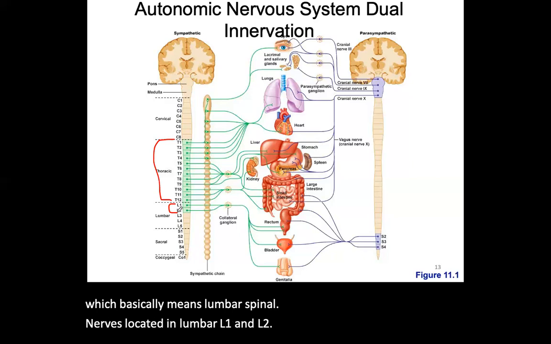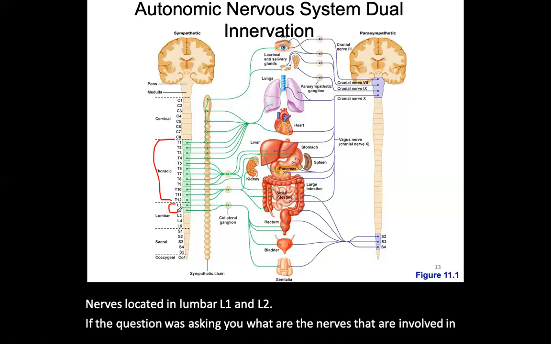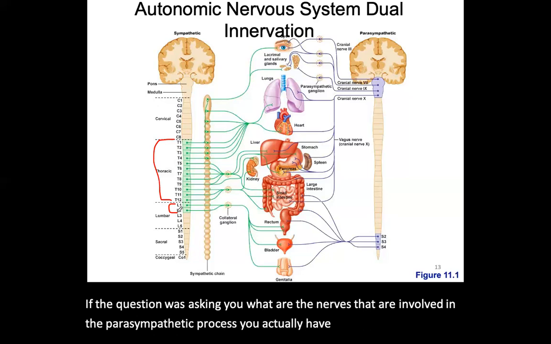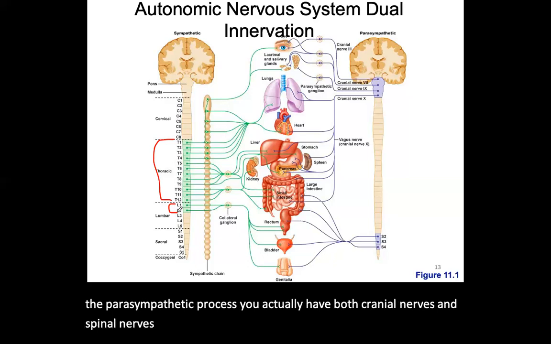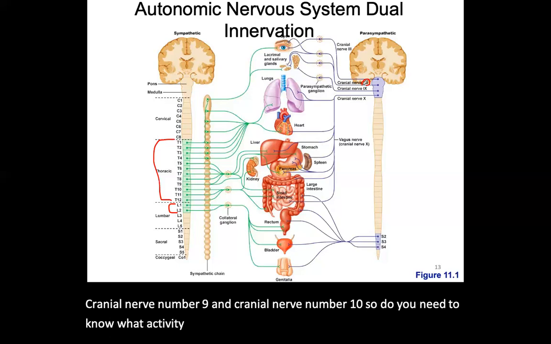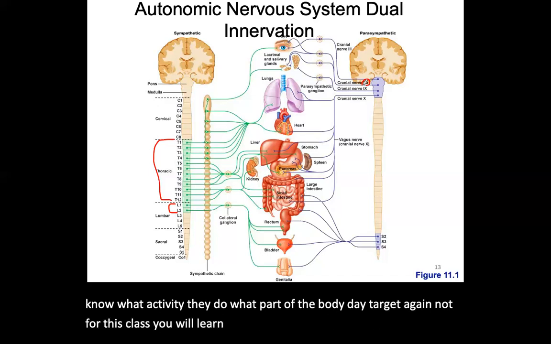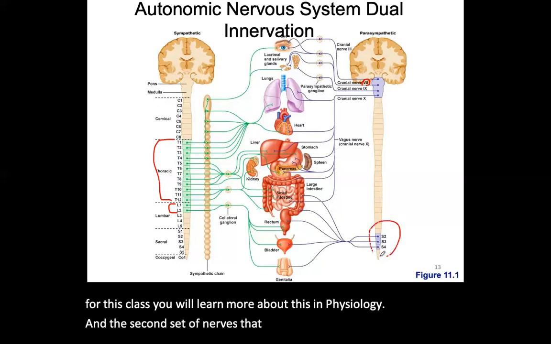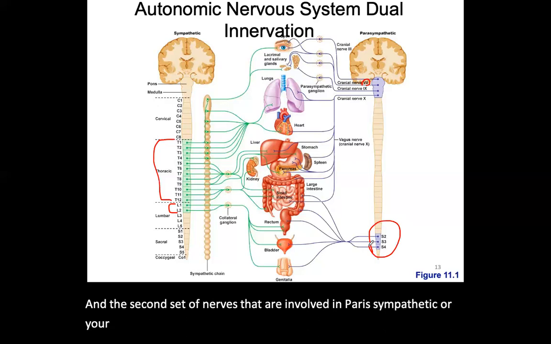If the question was asking what nerves are involved in the parasympathetic process, you actually have both cranial nerves and spinal nerves involved. The cranial nerves involved are cranial nerve number 7, cranial nerve number 9, and cranial nerve number 10. Do you need to know what activity they do, what part of the body they target? Again, not for this class. You will learn more about this in physiology. And the second set of nerves involved in parasympathetics are sacral nerves 2, 3, and 4.